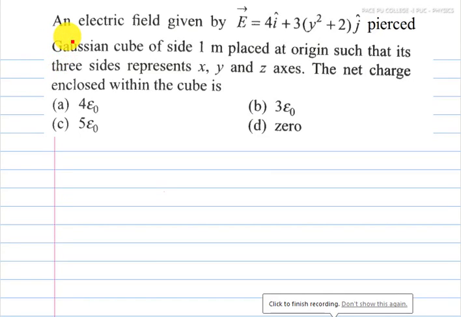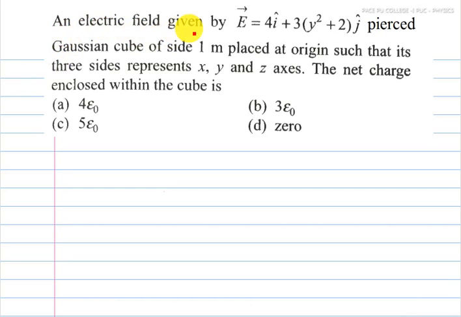Today we have a question like this. An electric field given by E equal to 4i plus (3y squared plus 2)j passes through a Gaussian cube of side 1 meter placed at the origin such that its three sides represent the x, y and z axes. The net charge enclosed within the cube is?